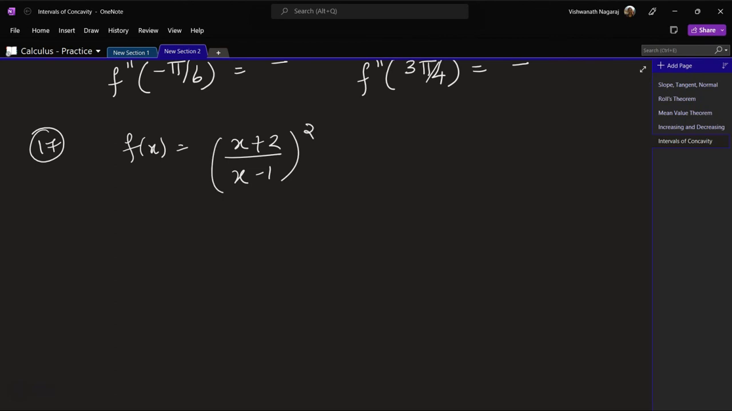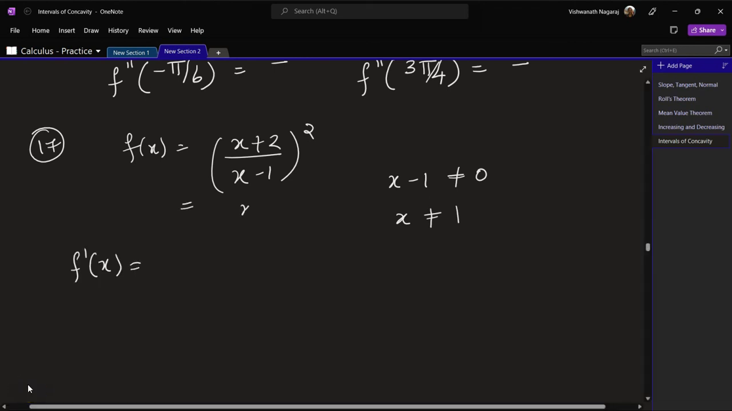Immediately we know x minus 1 cannot be equal to 0. So x cannot be equal to 1. So immediately we have two intervals, minus infinity to 1 and 1 to infinity. Let's see. f prime of x is going to be, this can be written as x plus 2 whole square by x minus 1 whole square.